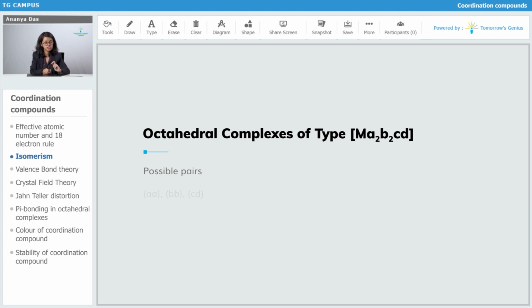Let's go to the third possible pair. In the third possible pair, A is trans to A, B is trans to B, and C and D are trans to each other. So this is optically inactive because A is trans to A. The same ligand is trans to each other. So this is optically inactive. It will not rotate plane polarized light. It is an optically inactive pair.